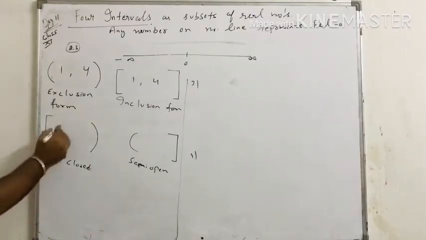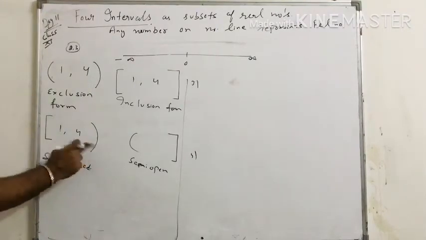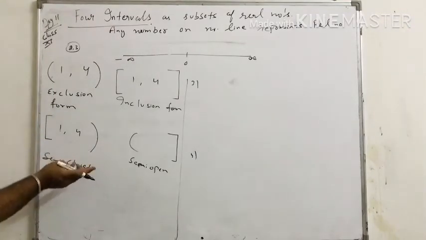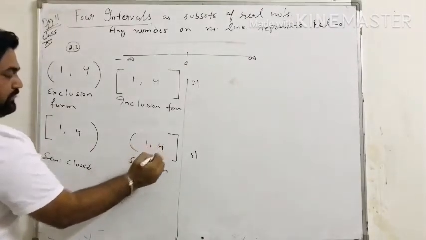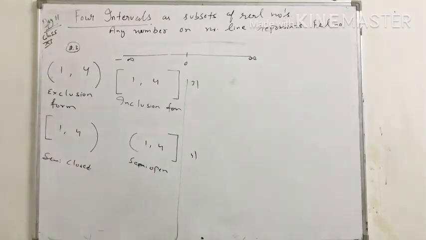Semi-closed means same. If the number is 1 to 4, in this case 1 is included, 4 is excluded. So we can say 1, 2, 3. This is semi-open. Semi-open means if the number is 1 to 4, this one is excluded, this one is included.